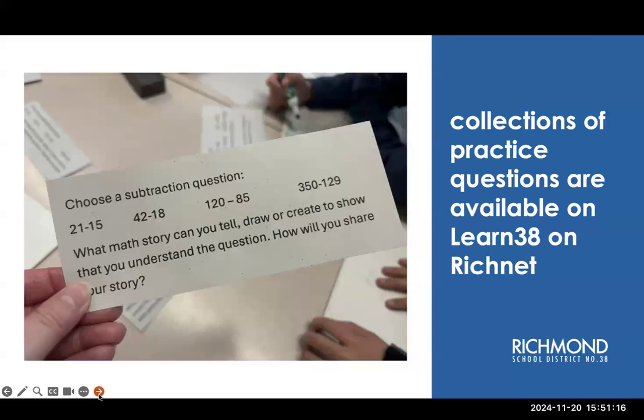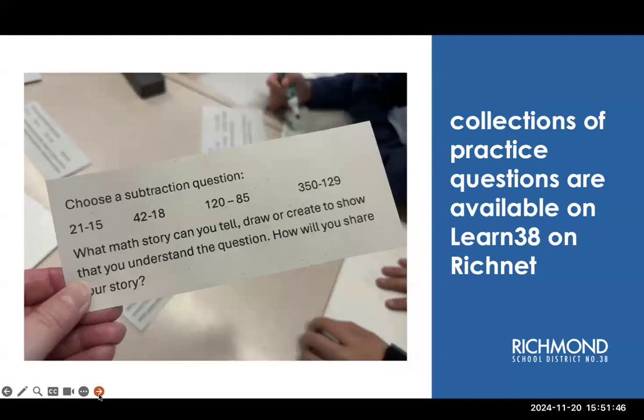And then this was just an example from today. I was in a grade 3-4 class and we were doing a math workshop again. We were working on subtraction strategies. So this was one of the tables where they could choose a question and then think about what math story you can tell, draw, or create to show that you understand the question or the process of what's happening. We had talked in this class about how subtraction isn't just about takeaway, it's about looking for the difference or comparing the difference. So I wanted them to practice those two ideas.